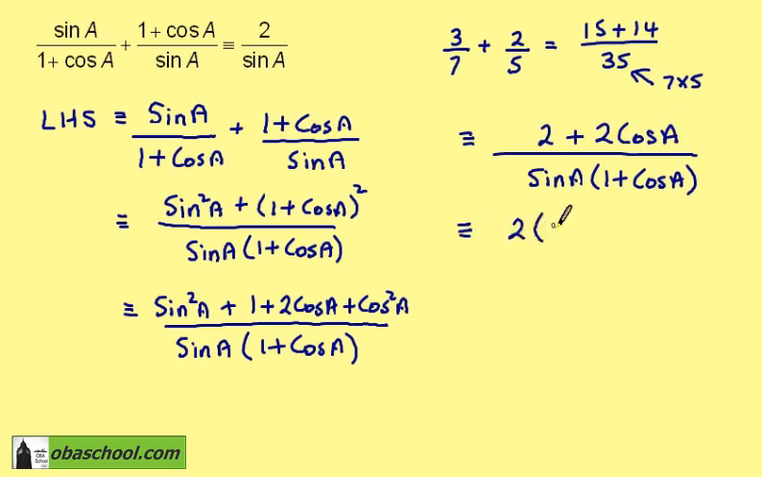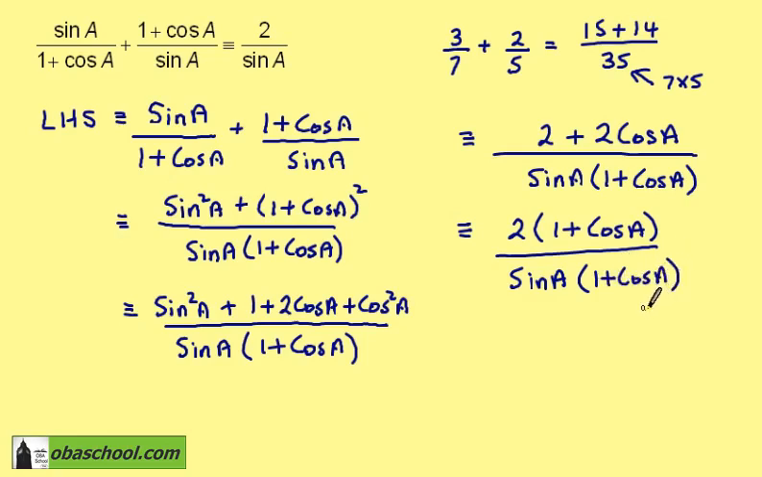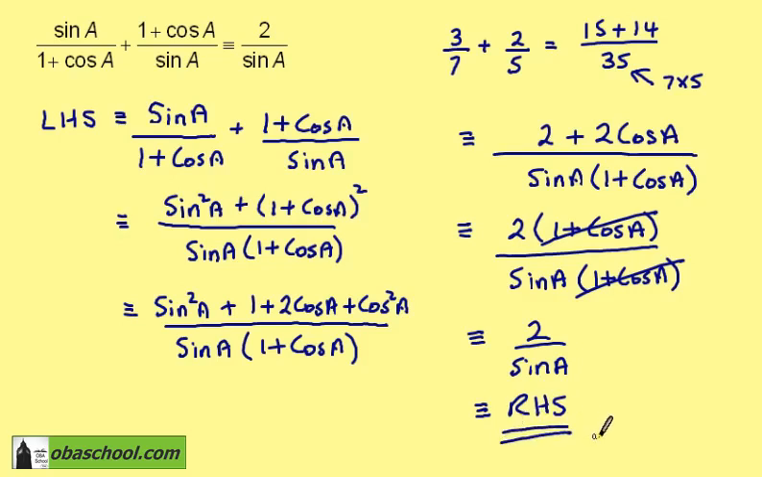Taking out a common factor of 2, we get this expression, and we can now see that the 1 plus cos A will cancel, leaving us with 2 over sin A, which is the same as the right-hand side. So we've proven our identity.